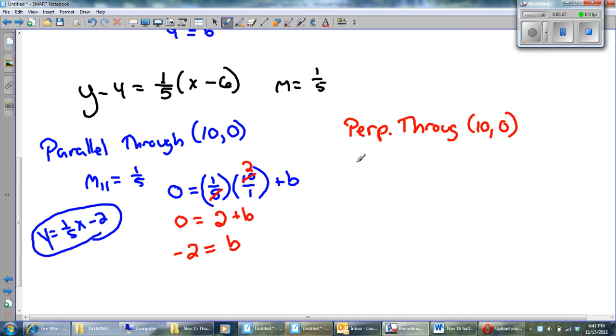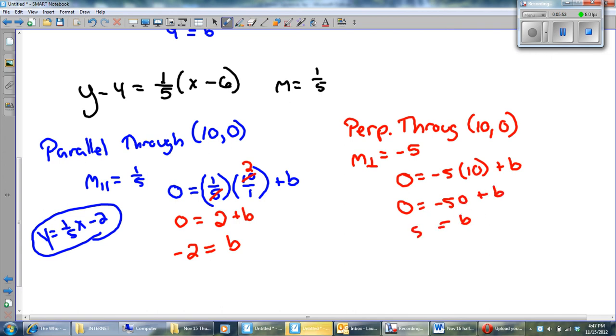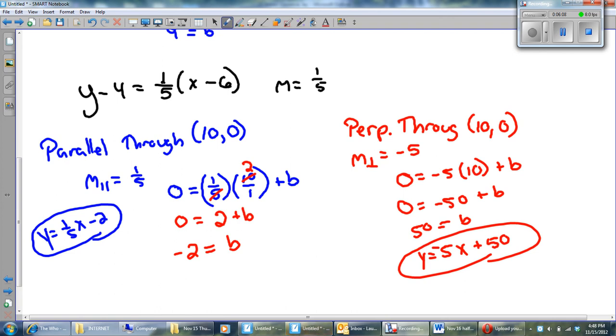Okay, the perpendicular one, I'm going to need the slope. And if the original slope was 1/5, the perpendicular slope is going to be -5. Flip the fraction, change the sign. And again, I'm going to plug in 0 for y, -5 for m, 10 for x, plus b. I'll simplify the right-hand side into -50 plus b. I'll add 50 to both sides. B will equal 50. And so then y will equal -5x plus 50. And we're not going to have to graph that, that's just the point of getting the algebra.